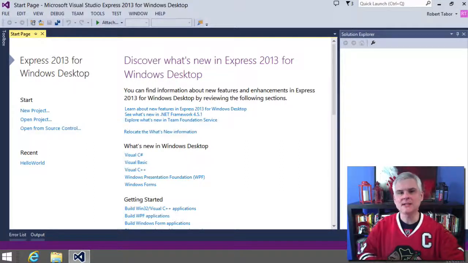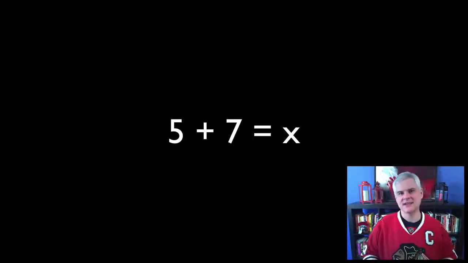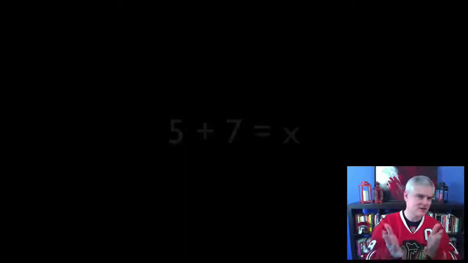So you've probably, at some point in your life, seen a simple algebra problem like this. 5 plus 7 equals x. Now, without a lot of thought, you can obviously figure out what the answer is. How do you solve for x? What's the answer? Well, using that same thought process, take a look at this Visual Basic code.